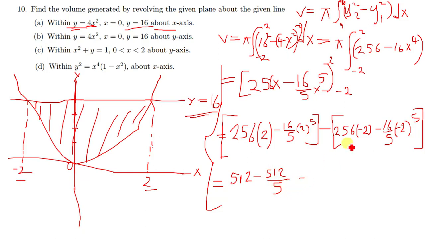We move on to this side. So this one we're going to get negative 512, then plus, sorry, it's going to be plus, yeah, it's going to be plus the same, which is 512 over 5.